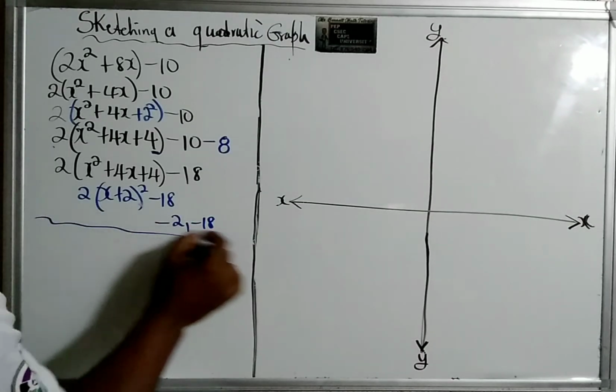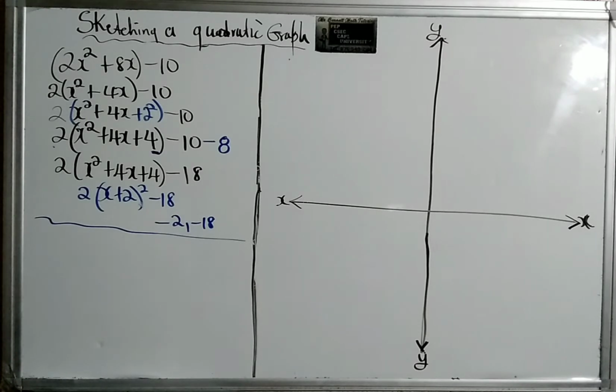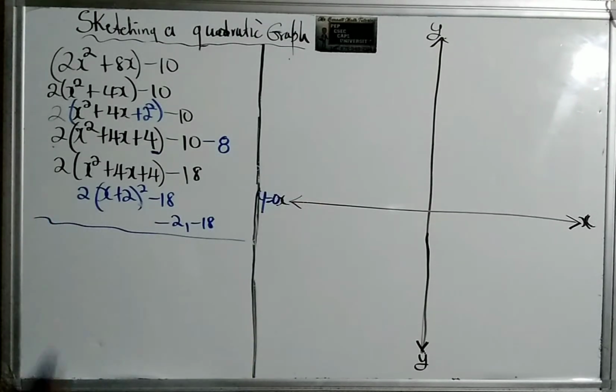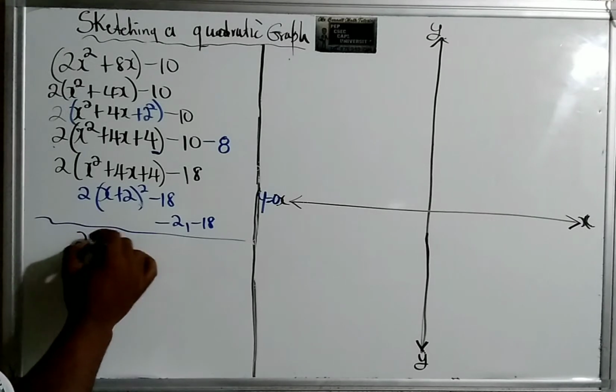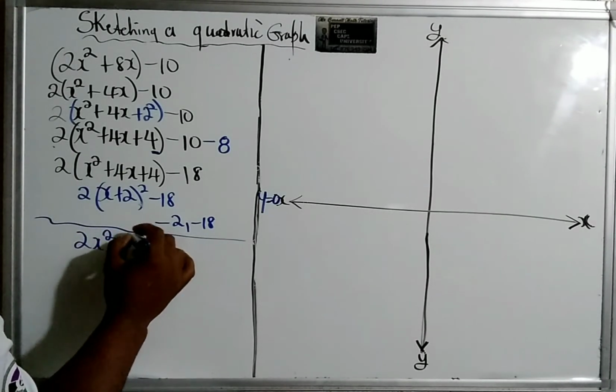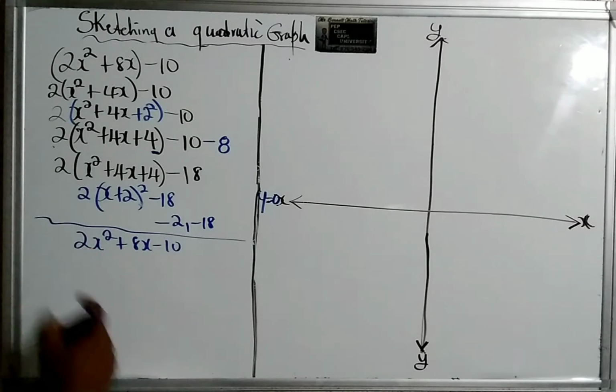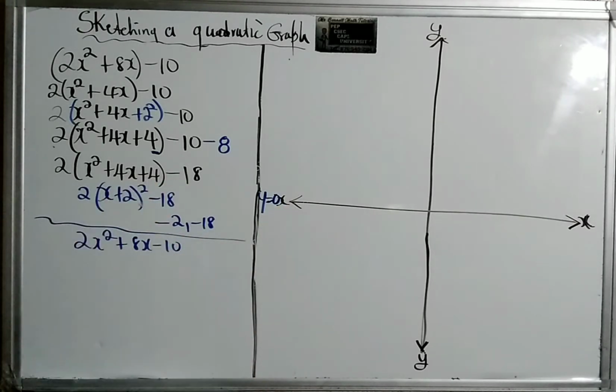What we need to know now is where it cuts the x-axis. So the x-axis is the line y equals 0. So what we're going to do is equate the equation to 0 and factorize. It can be long and tedious, so guys, I'm not going to go through that. It's already on the channel. You need to skip through.